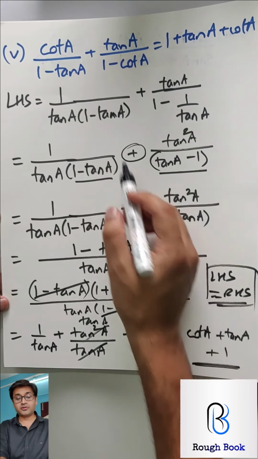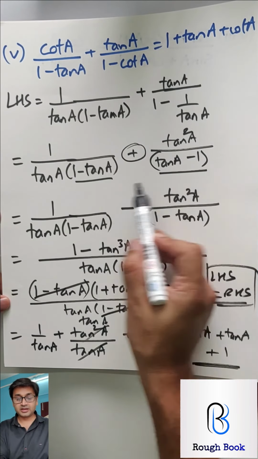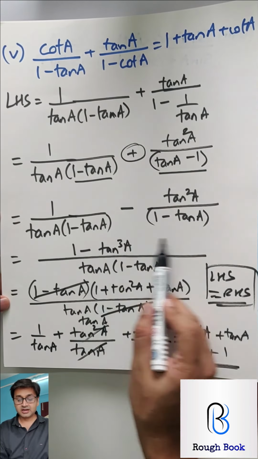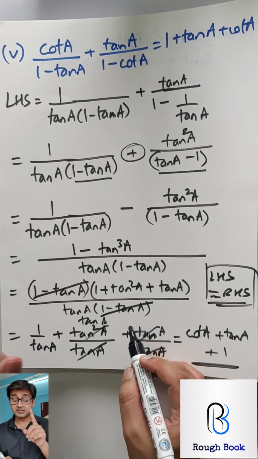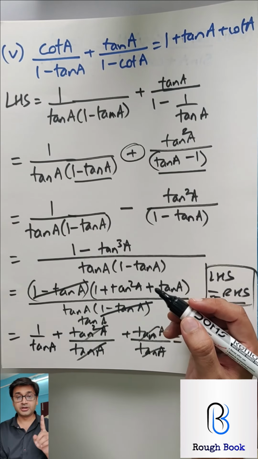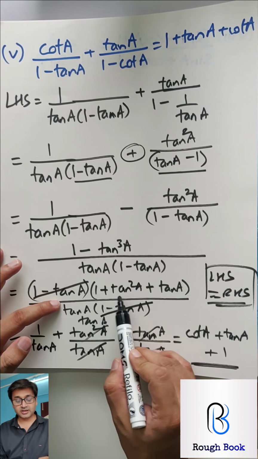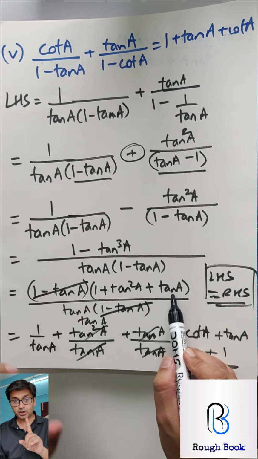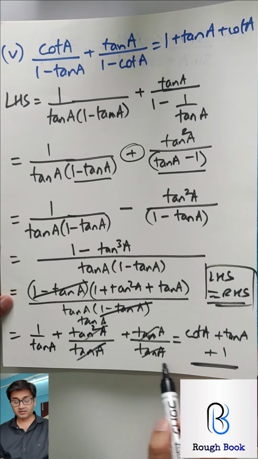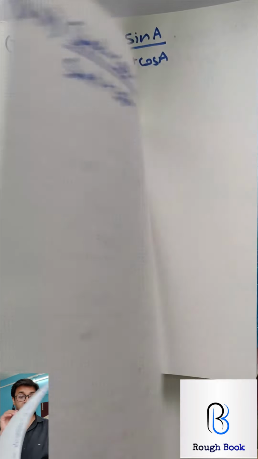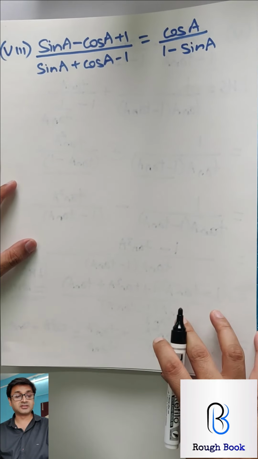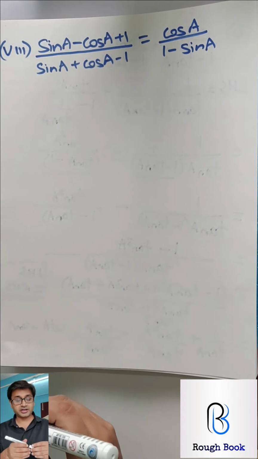Is that clear? So convert everything into tan first, then take the LCM, change this sign, take the LCM, apply the formula. Please learn the formula well. I'm repeating it. A cube minus B cube is A minus B, A square plus B square plus AB, not 2AB. Okay, cancels and then reverse LCM. Good sum from exam point of view. You should practice such sums. Come on. Next one, part 8.